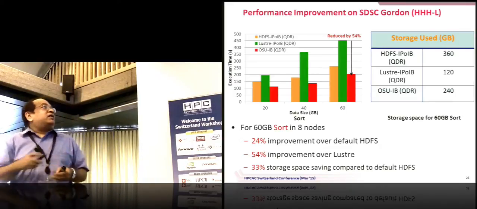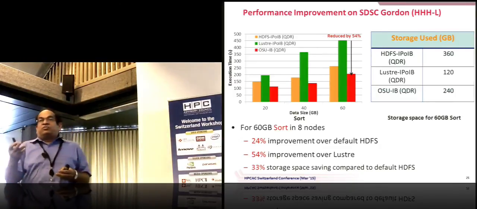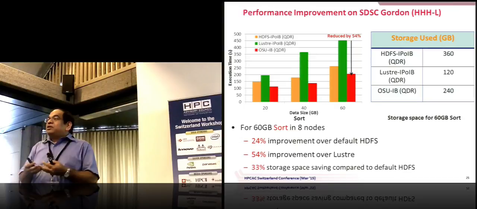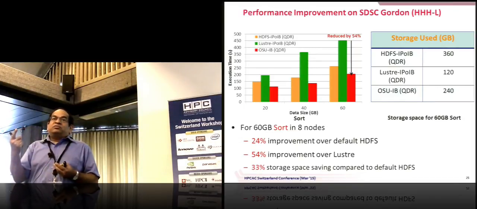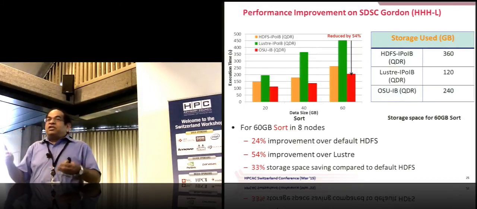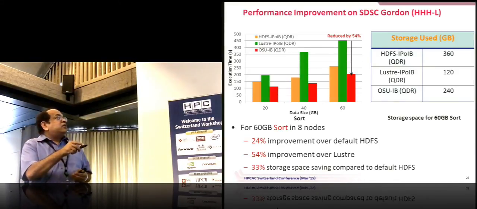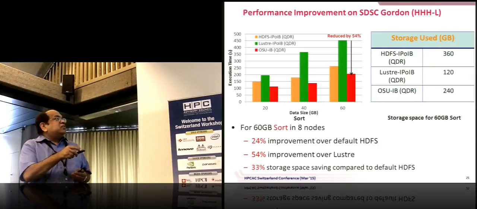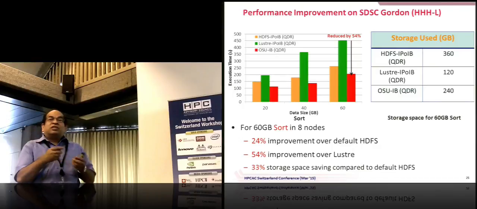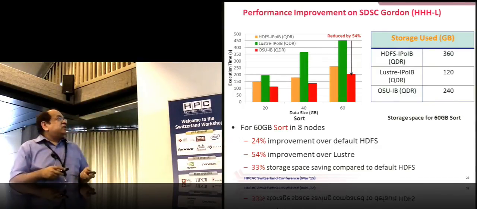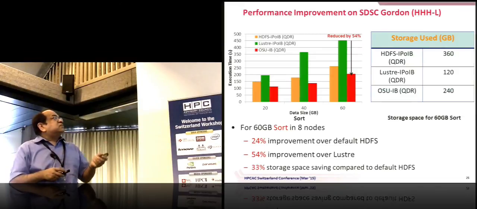So if you go through the standard HDFS, you will require 3 copies, so your amount of storage is 360. If you go through Lustre, because Lustre is fault tolerant, it is good enough to keep only 1 copy. If there is a failure, you can recover from Lustre. So you need only 1 copy, 120. And in our RDMA design, we keep 1 copy in memory and another on the SSD. So we also have some intermediate storage requirement, and we can give you the best performance.